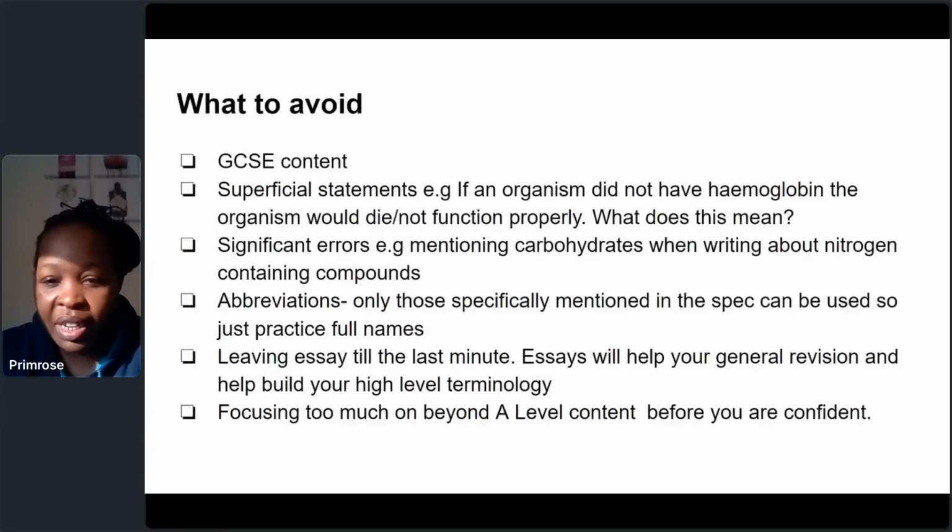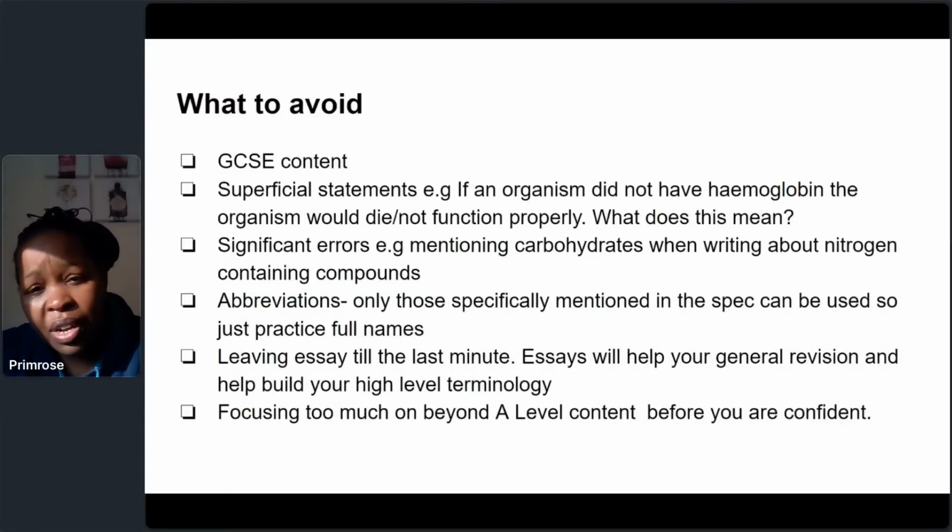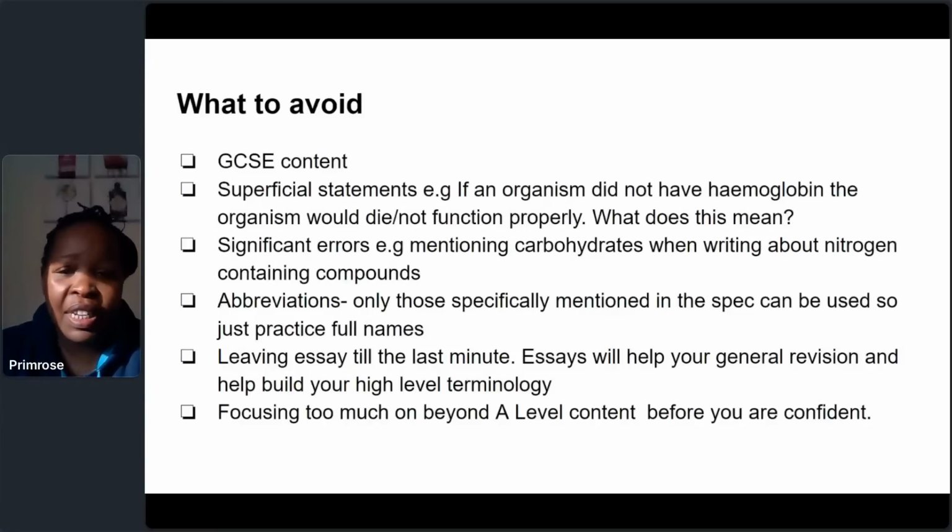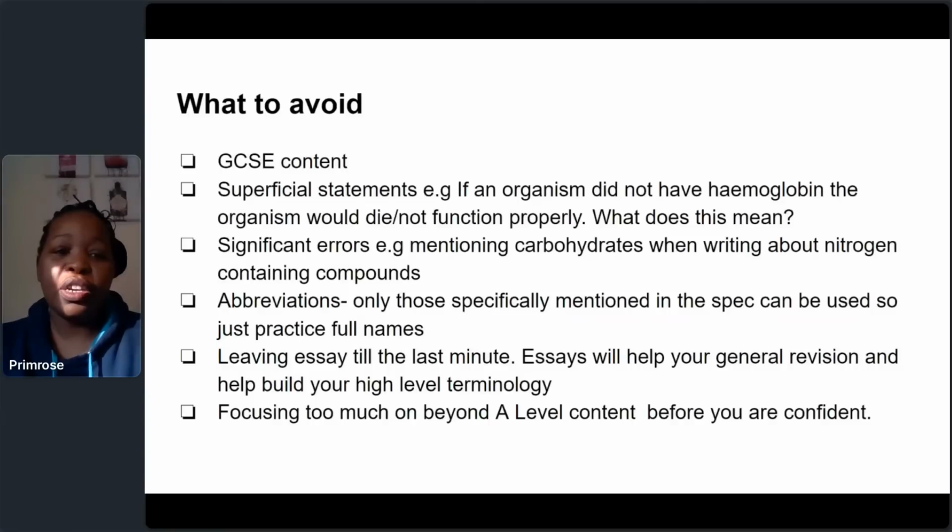Check the science. So if your core content is not secure, what would happen is you end up describing a process and it's actually wrong. So an example could be when you should be talking about a nitrogen containing compound, if you mention carbohydrates, they do not contain nitrogen. So ideally, you should be linking it to proteins mainly, nucleic acids. So make sure you know the content. I would say that's the starting point. Your content needs to be very, very secure.